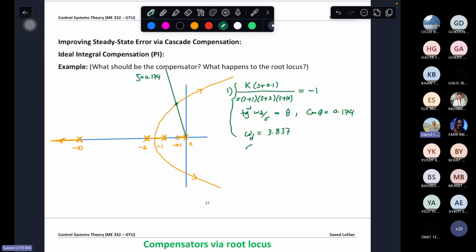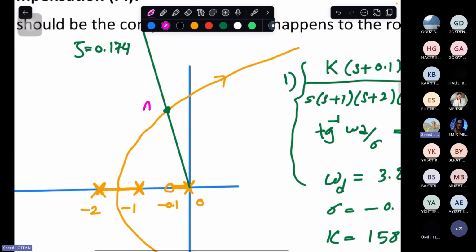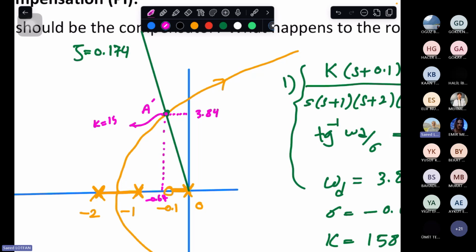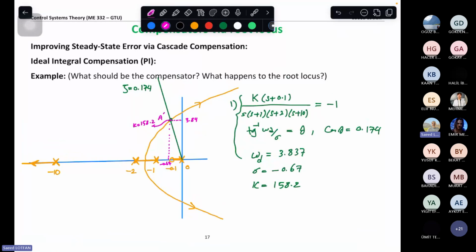From this, again, three equations, three unknowns, we can find that omega d is 3.837, sigma is minus 0.67, and k is 158.2. So what I'm understanding is A prime, the change in the thing is here is 3.84. This point is like minus 0.67, and the k here is 158.2.